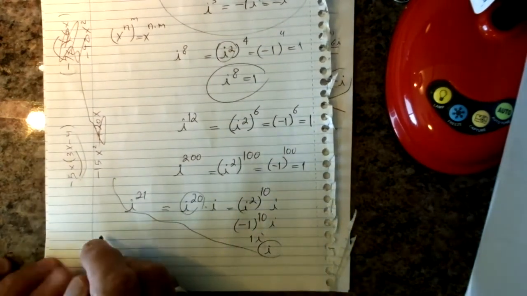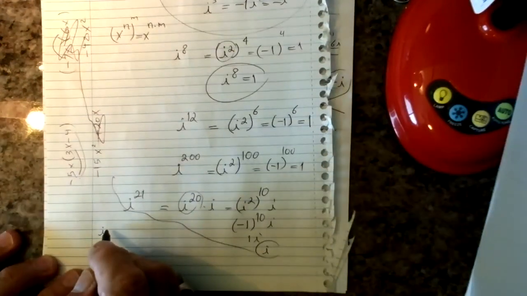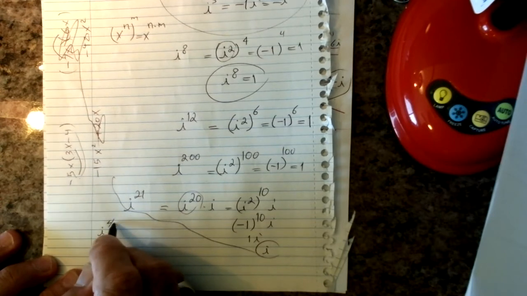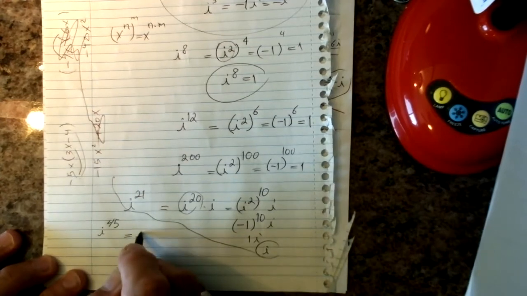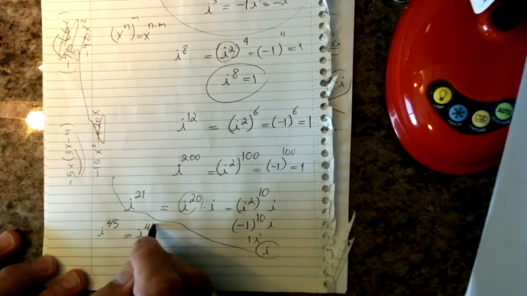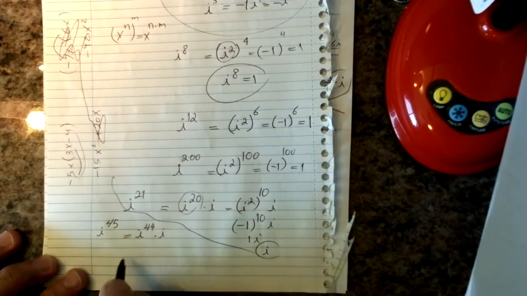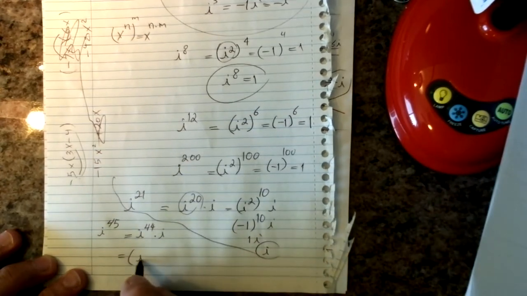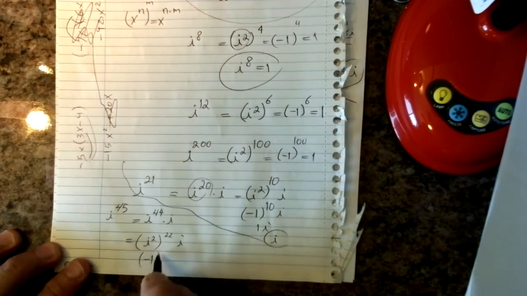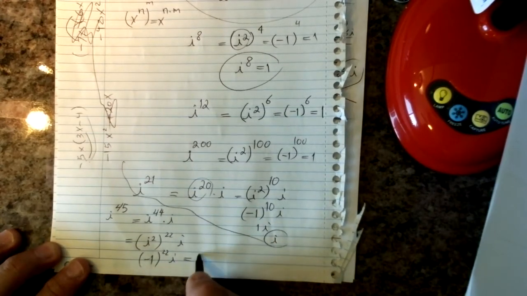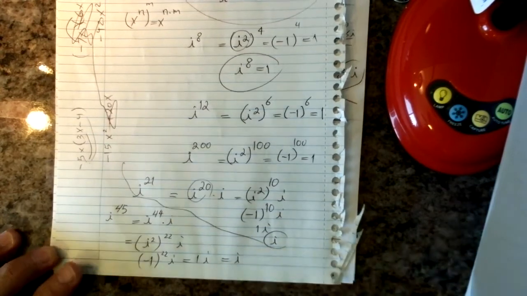Let's just get something, i to power of 45. Write it as i to power of 44 times i. 44 is divisible by 2. Negative 1 to power of even is 1. 1i, or just i. See?